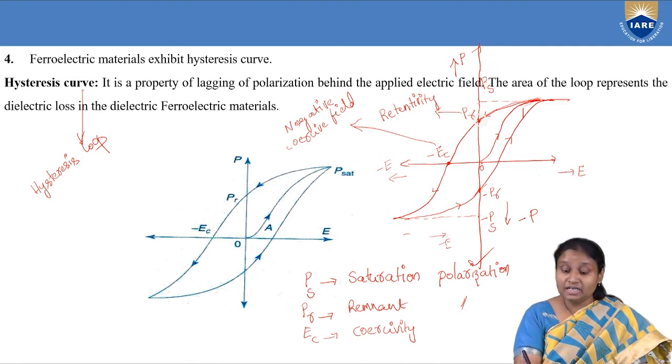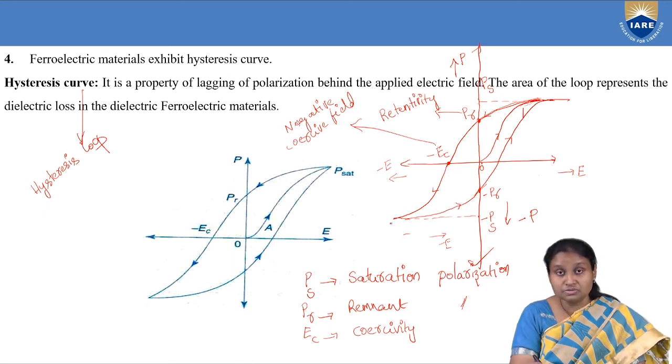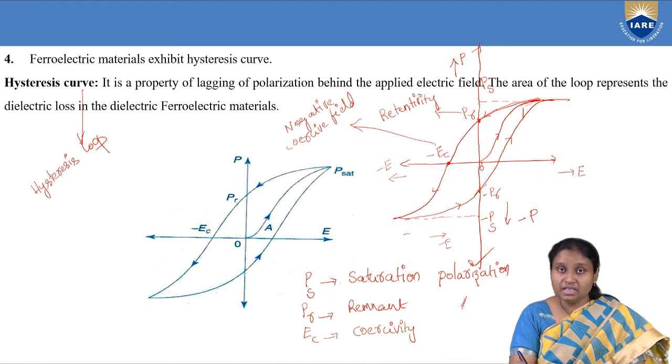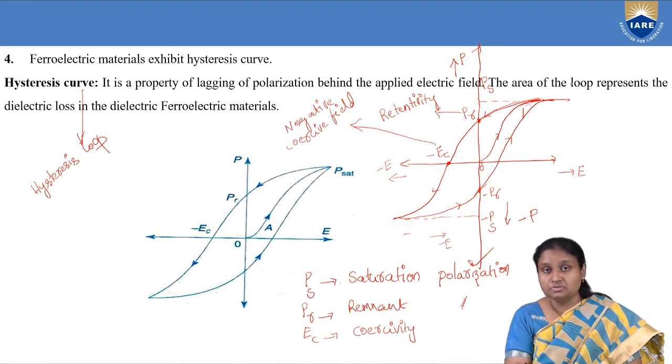If I apply negative electric field, then again it goes in this path, and at one particular electric field, your positive remnant polarization will become zero. That particular electric field to bring polarization to zero is called the coercive field or coercivity. If we still apply negative field, it goes to negative saturation. Then when we start reducing this negative field to zero, at zero electric field there is some polarization retained by the ferroelectric material, which is negative remnant polarization. And when we start applying positive field, polarization increases and goes back to its positive saturation.